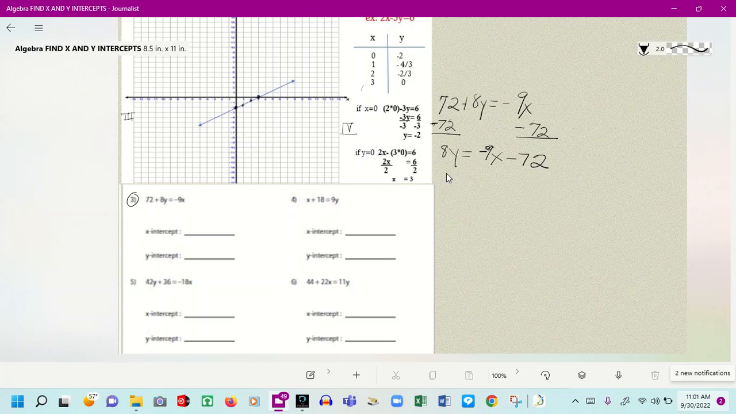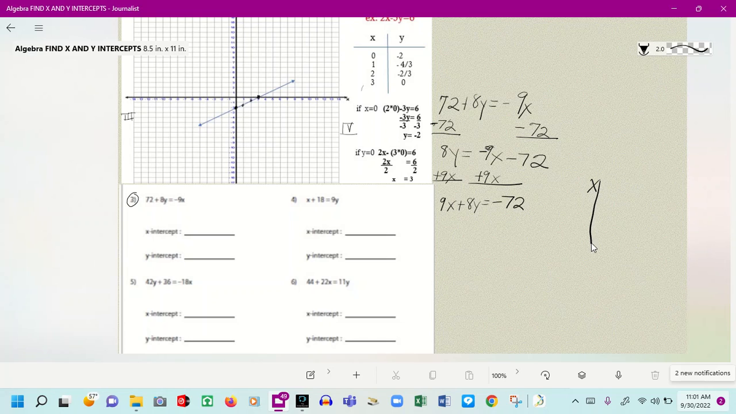Now I'm bringing the 9x to the other side there. We do that by taking the opposite. Positive 9x, positive 9x, okay? Our new equation is 9x plus 8y equals negative 72. Now we can do our plots.